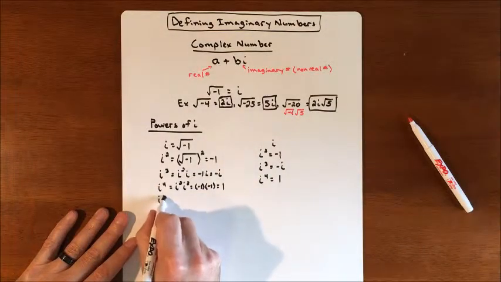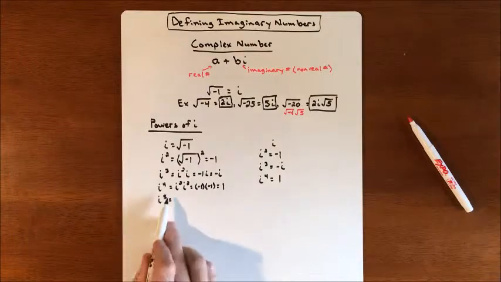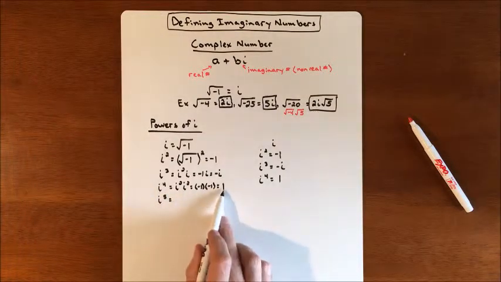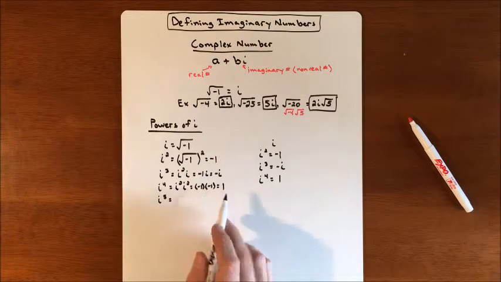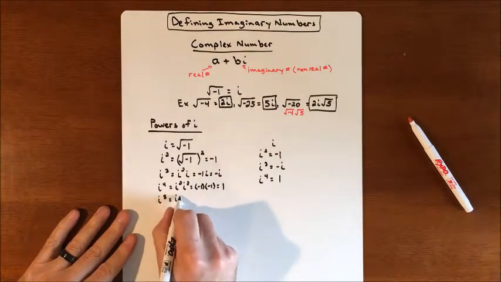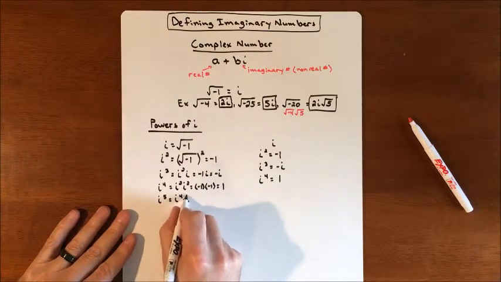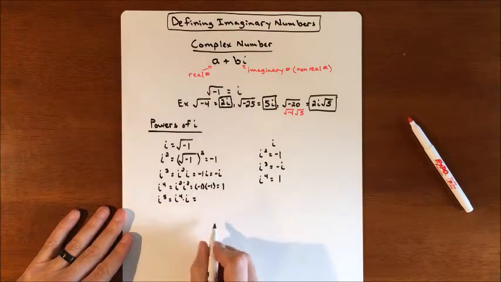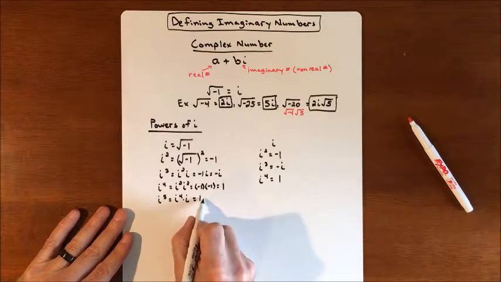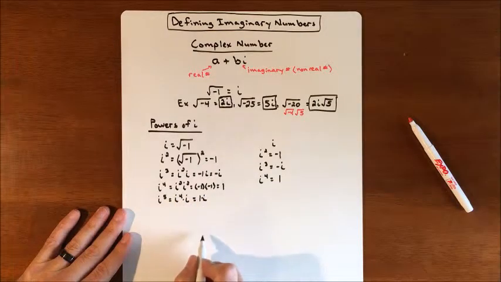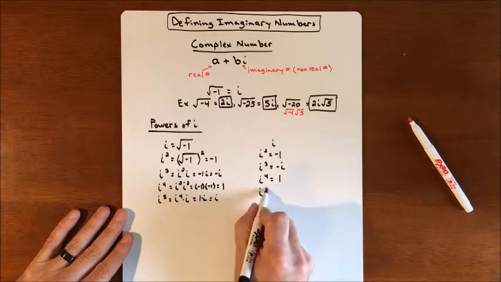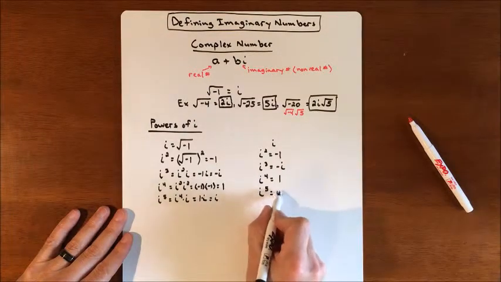So i to the fifth. With i to the fifth, I would like to take as many i to the fourths out of it as I can, because every one of those will just reduce down to 1. So i to the fourth times i is the same thing as i to the fifth. So that's going to become 1 times i, which is just i.